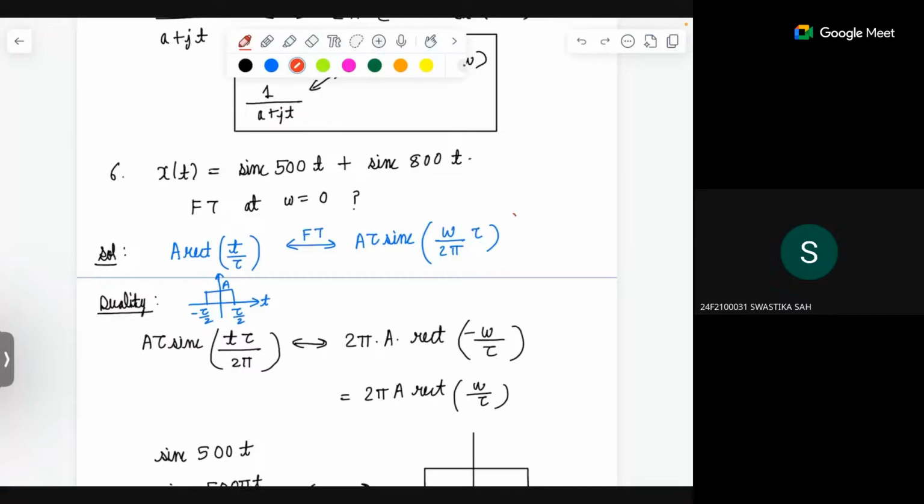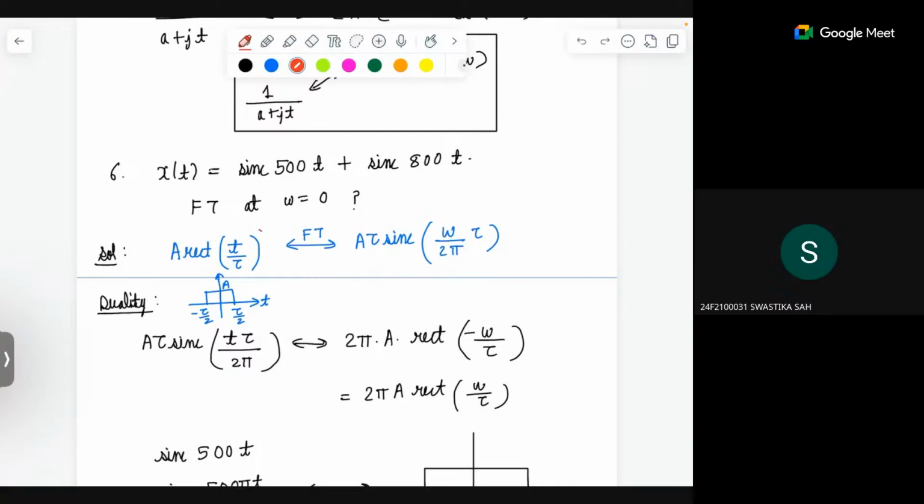Now, the Fourier transform of the function A rect t by tau is A tau sinc f tau. f is omega by 2 pi. So this is what we have. We discussed this in the summary. And the professor also discussed it when we were talking about uncertainty, when we computed the Fourier transform of rect. So this is what we have as the Fourier transform pair. Okay. Is this clear? Yes, ma'am.